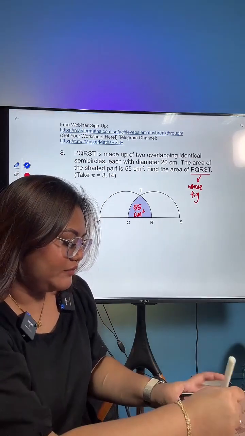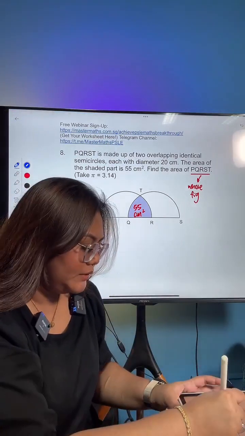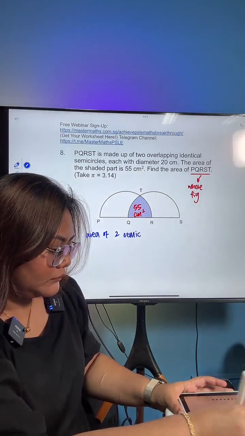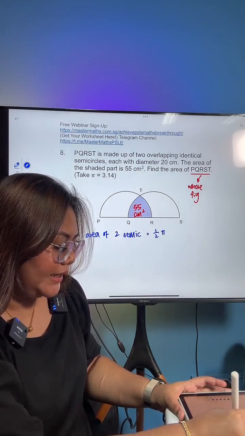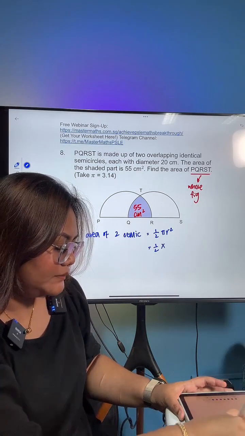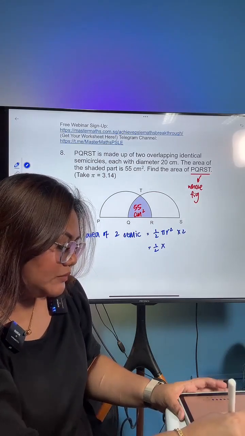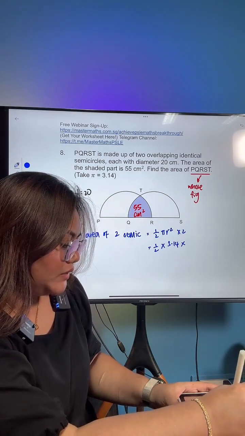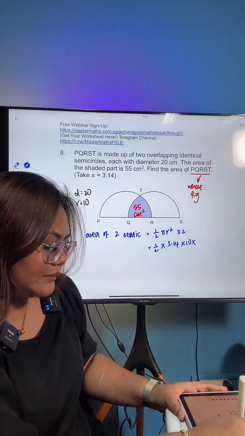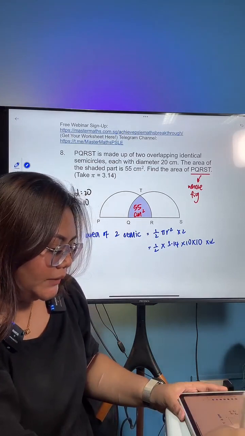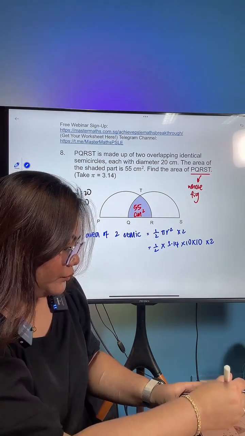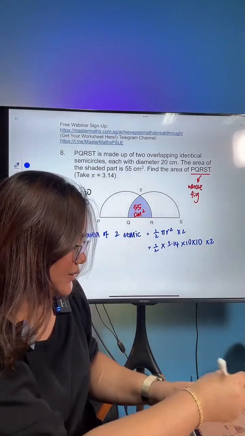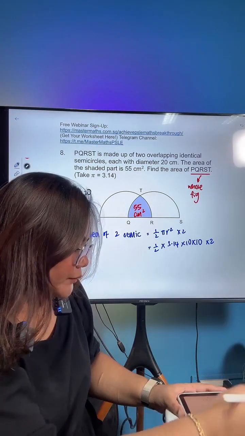So the semicircle area, in fact, I see two of them. Area of two semicircles, I use SC for short, is half pi r squared. So that's half times 3.14 times radius, and then times 2. Now if diameter is 20, radius will be 10. Therefore, times 10 times 10 and then times 2. Why times 2? Because there are two semicircles. Now the half and the 2 cancel each other out. We are going to get 3.14.